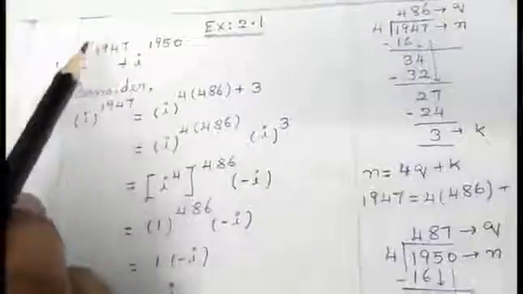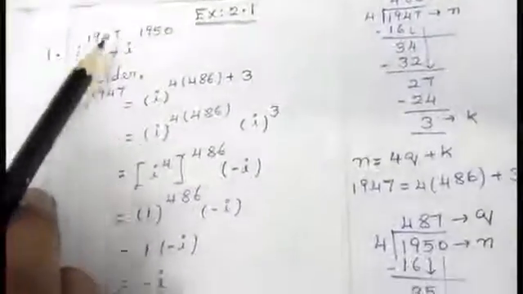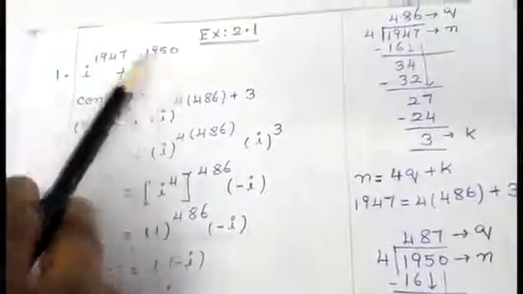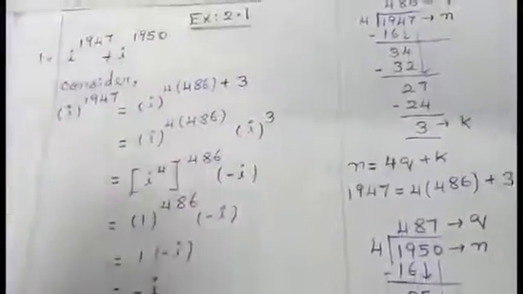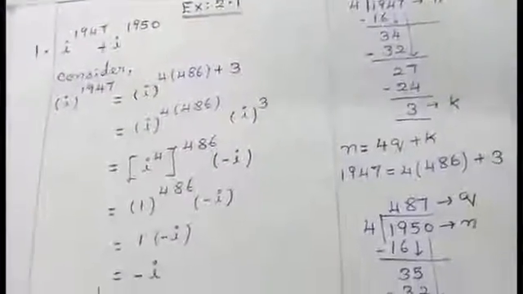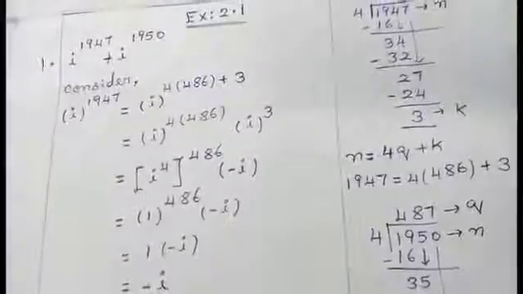Exercise 2.1. The first question is i to the power 1947 plus i to the power 1950. This is the condition given here. And we just saw the formula here, students. That is i to the power n is equal to i to the power 4q plus k, and that is the model I told you. That is the concept you are going to use.